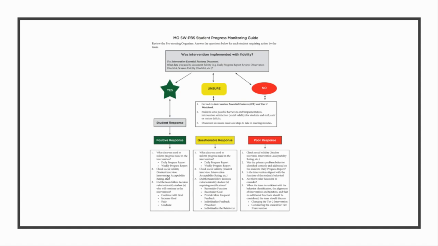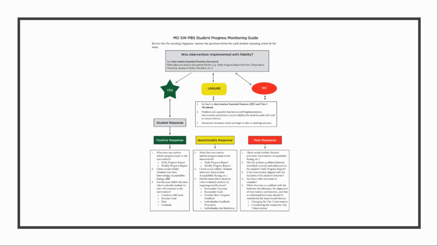So if a student is having a questionable response, they're going to again go through the same steps as we talked about a second ago. Look at what data was used to inform progress made in the intervention. Was it daily progress report points? Was it weekly progress? Again, checking the social validity of the intervention. And then they're going to look at, did the team follow decision rules to identify the students requiring modification? Did they reconsider the function? Did they reconsider the goal? Did they provide more frequent feedback? Did they individualize the feedback? Did they individualize the reinforcer?